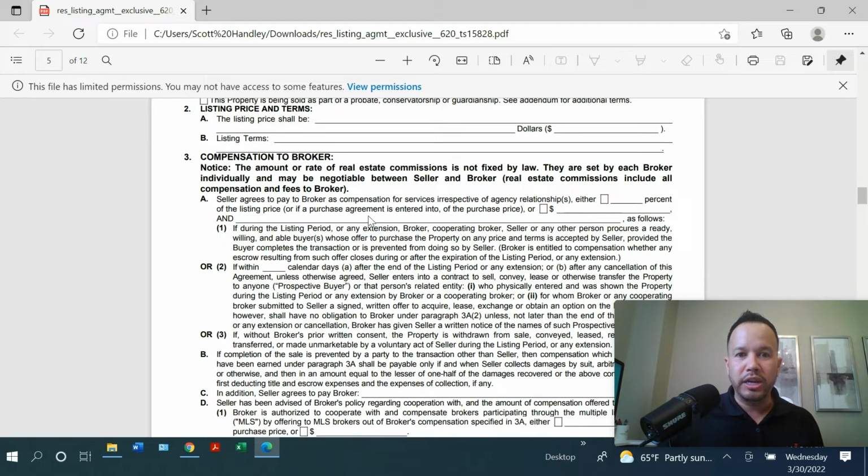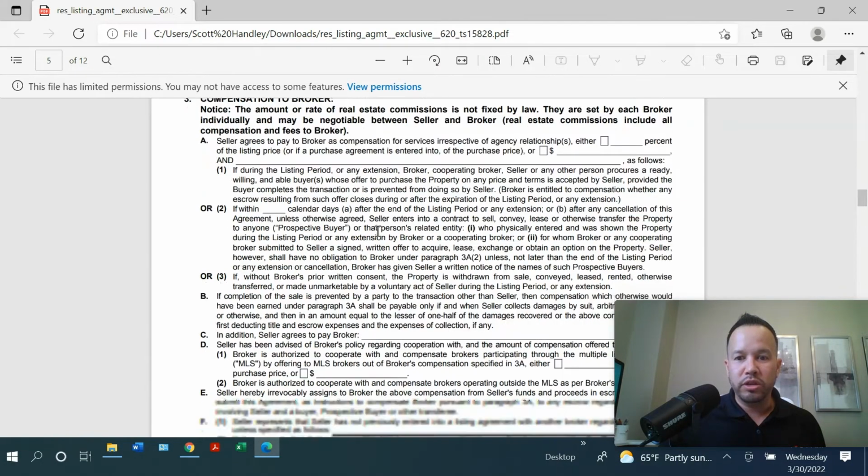And you could include anything in addition over here. Okay. 98% of the time, it's just going to be this box checked and the percentage goes 6%. Okay. And we'll get down to it a little bit further.